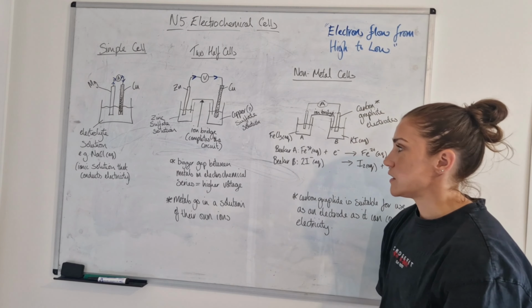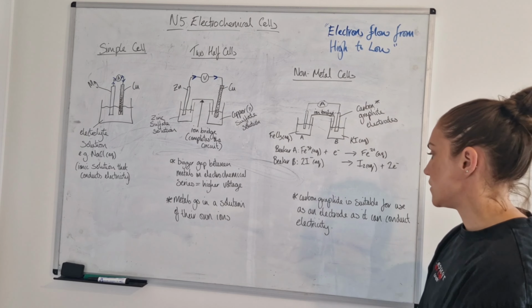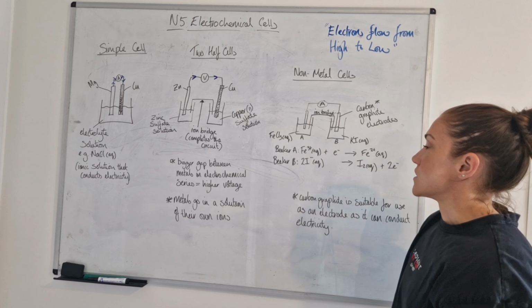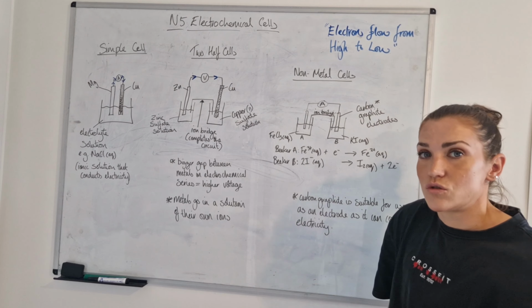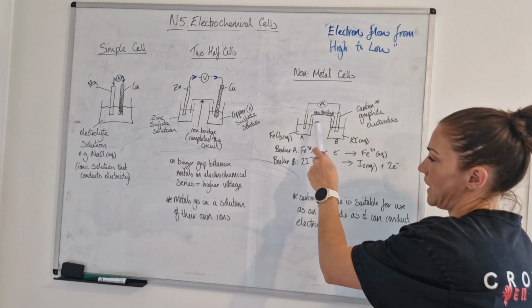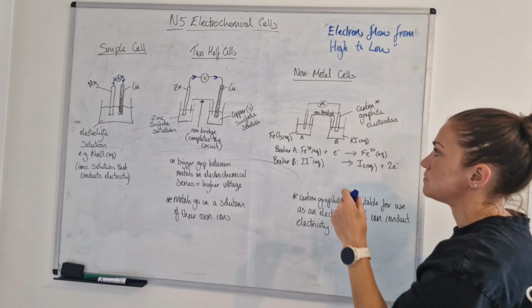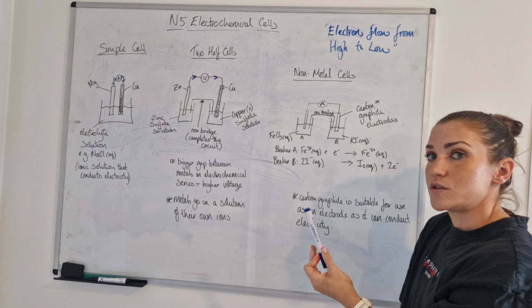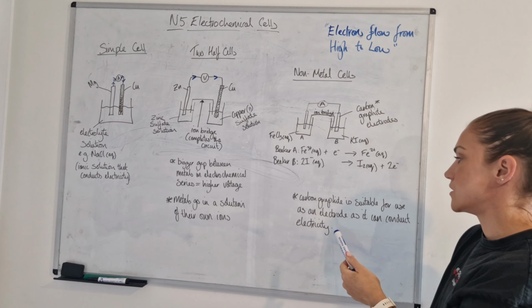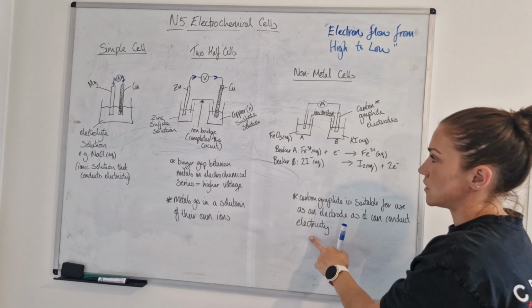Okay, if we then move on to the non-metal cells, what happens here is there are carbon graphite electrodes, so there's no metal electrodes in this instance. Carbon graphite, you'll quite often get asked why it can be used or why it's suitable for use as an electrode, and that's because it can conduct electricity.